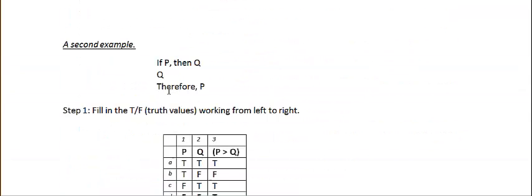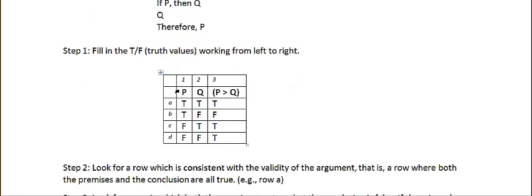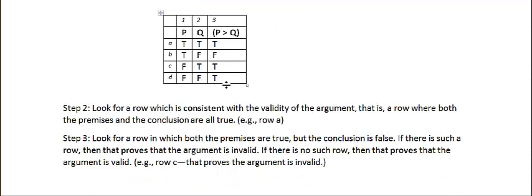Contrast that with the second argument, if P then Q, Q therefore P. Again, fill out the truth table just as we did previously. Look for a row which is consistent with the validity of an argument, that is, a row where both premises and conclusion are true. And you find that in row A again. Everything's true. But that doesn't prove that the argument is valid.